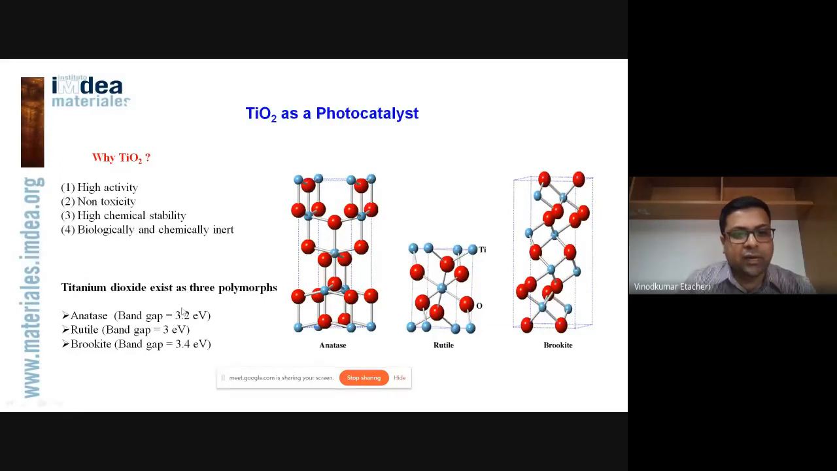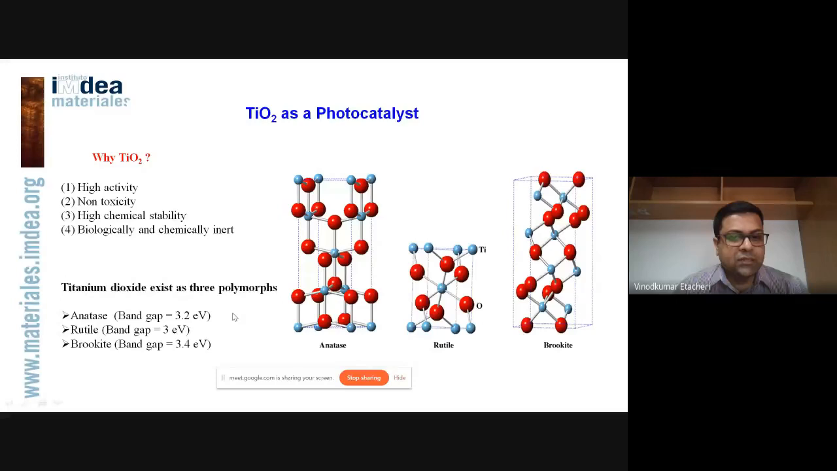Anatase has a band gap of 3.2 electron volt, rutile is a narrow band gap, 3 electron volt, and brookite is a wide band gap, 3.4 electron volt semiconductor. Among these three polymorphs, anatase is the most active one in the solar spectrum because of the 3.2 electron volt and its structure.